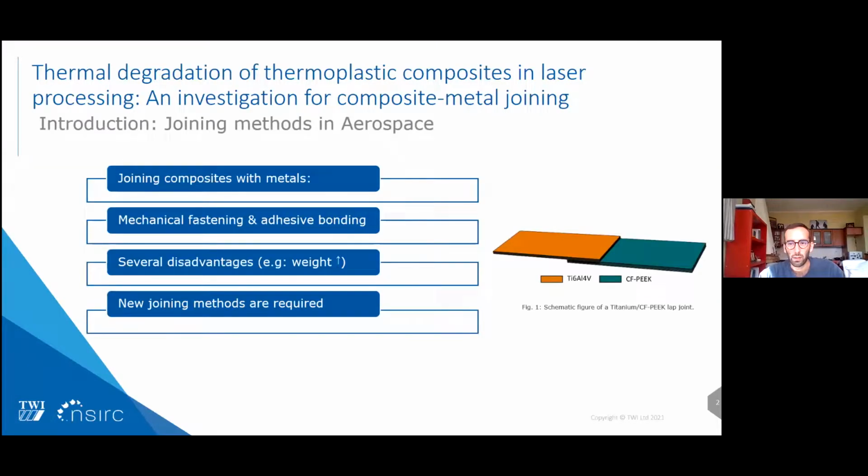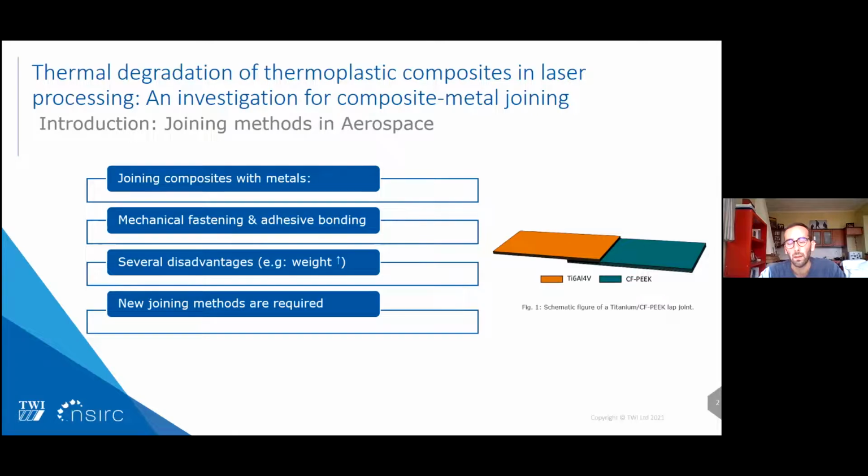So the motivation behind the study is dissimilar joining of composites with metals. As you all know, in the aerospace industry, nowadays the predominant methods are mechanical fastening and adhesive bonding. Those methods work quite okay, but they have several disadvantages. For example, mechanical fastening increases the weight of the plane. Adhesive bonding requires a very detailed surface pretreatment in order to make a very good joint. So the whole process is a bit cost ineffective.